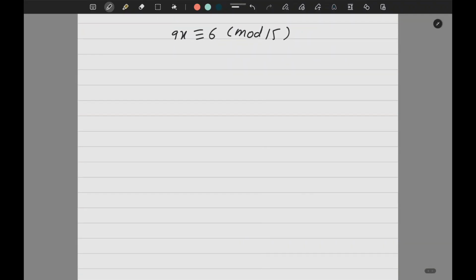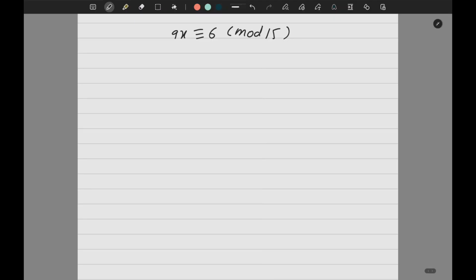Now let us do the second method. For that, I'll take another question and let us try to solve this. Now, as I said, define your a, define your b, define your n. Now tell me what is the value of d. d is nothing but the GCD of 9 and 15. What is the GCD of 9 and 15? Obviously, it is 3.